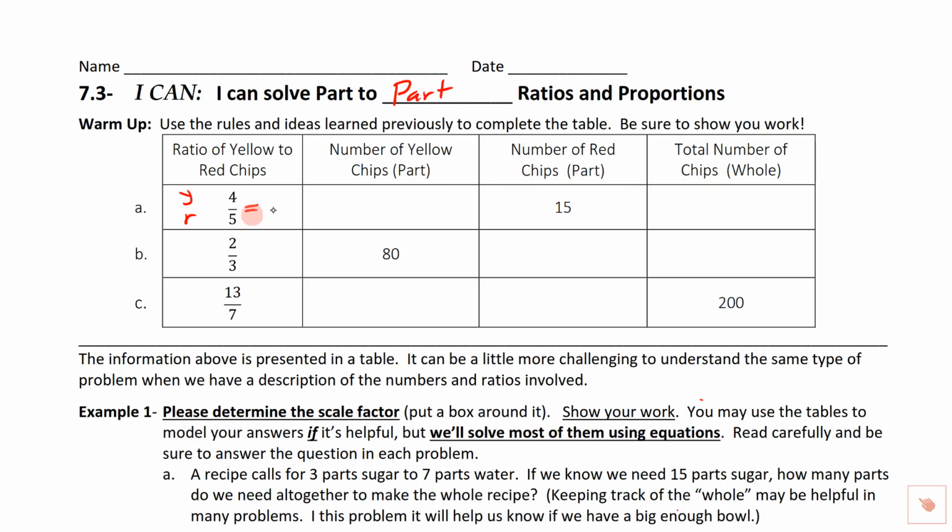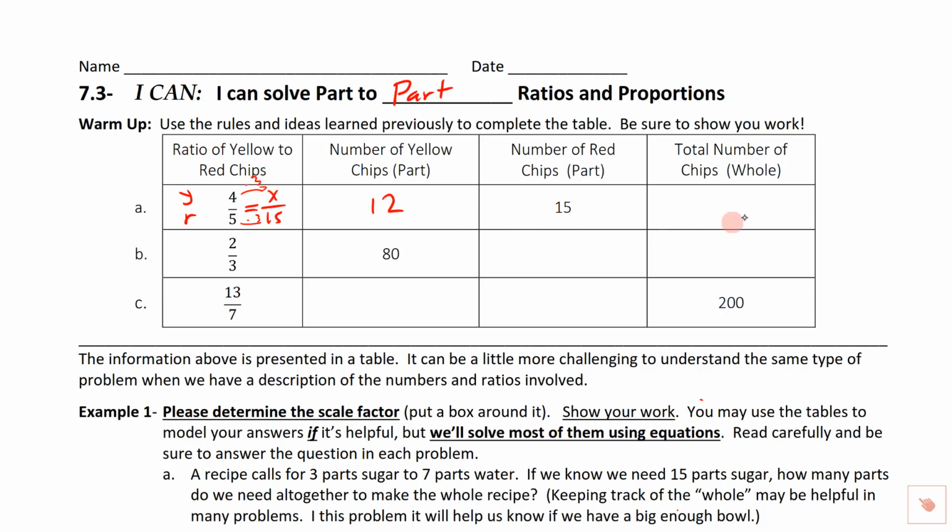So here's what we've got. We know this one's going to be 15 because that's the number of red ones here. We don't know that one. There are a couple different things we can do here. We could solve this as a proportion, or we can simply figure out that we scaled this up by a certain number. If we started off with 5 and then had 15, that means we multiplied by 3 here. So we're going to multiply by 3 here, and we end up with 12.